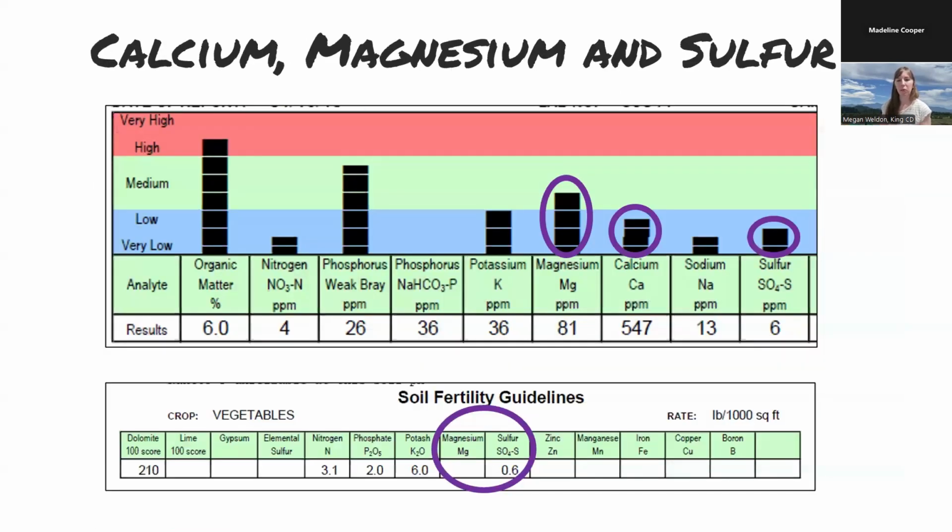The next 3 nutrients on your soil test result are calcium, magnesium, and sulfur. And so you'll see the results there, and then the lab results below. You might be wondering, why isn't there a calcium category in the fertility guidelines? And that's because the ratios of calcium in the soil are managed by adding lime or dolomite. And we're going to talk more about that in a second.